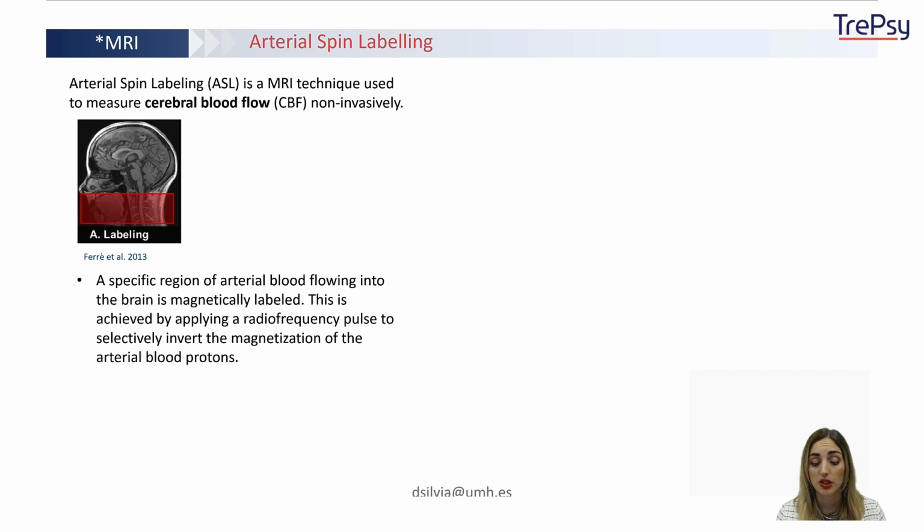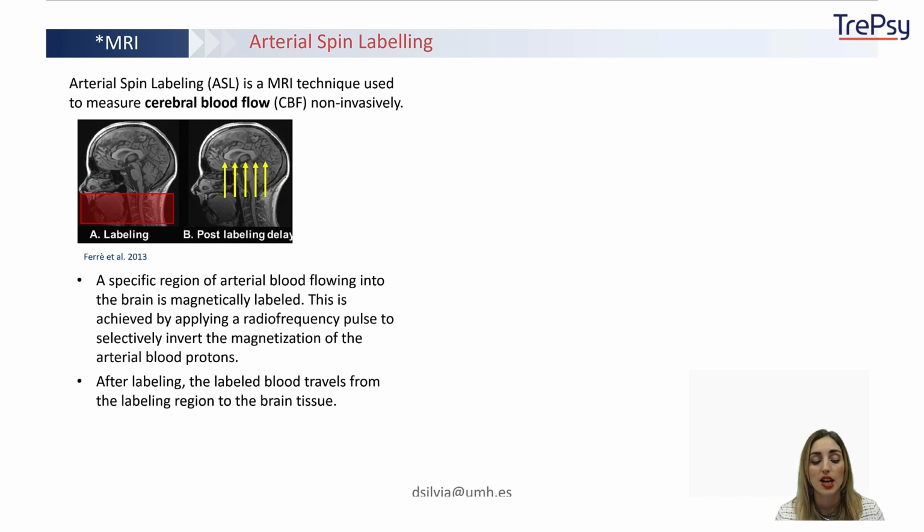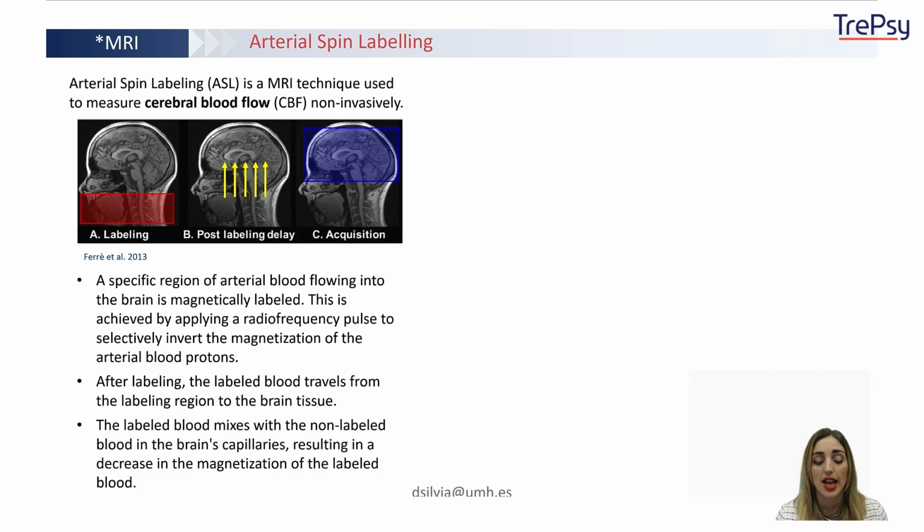So a specific region of the arterial blood flowing into the brain is labeled magnetically through a pulse, by applying a frequency pulse to selectively invert the magnetization of the arterial blood protons. After this labeling, the labeled blood will travel to the brain tissue, normally very quickly. And what happens is that the labeled blood mixes with non-labeled blood that is already in the brain capillaries, resulting in a decrease of the magnetization of the labeled blood.